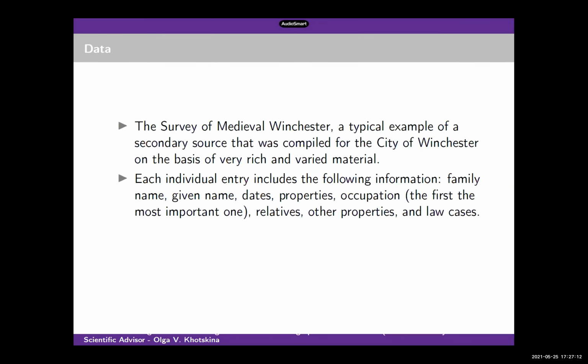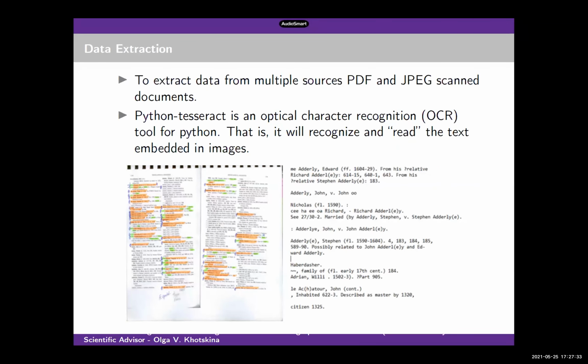So the data that we used in this thesis is the Survey of Medieval Winchester, and in this Winchester material, each individual entry is given in the form of family name, given name, dates, and the occupation related to these names. So first of all, the first process that we did in this master thesis is to extract data from the PDFs, because these PDFs are not in a normal form. They are mainly sketched, or there are some marks on the PDF, so it is difficult to extract this data with normal techniques like PyPDF2 or any other libraries.